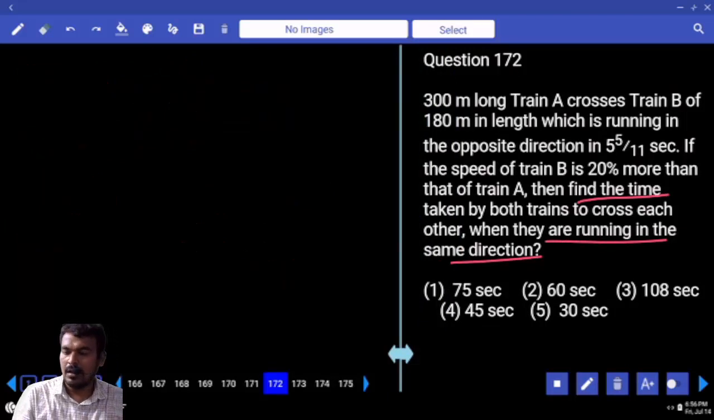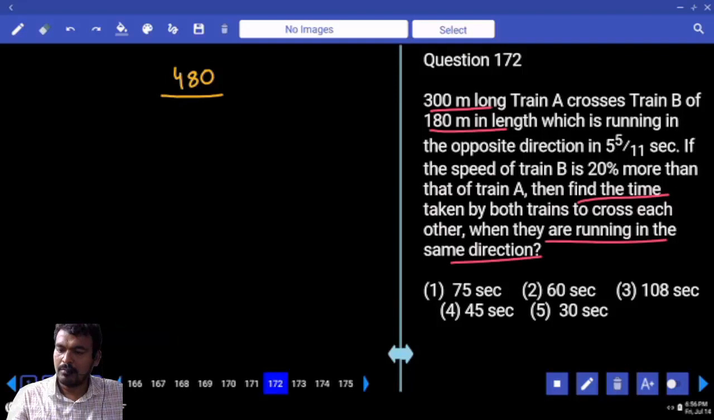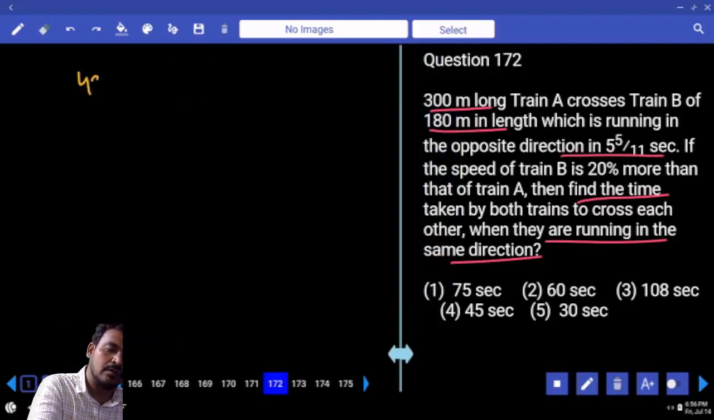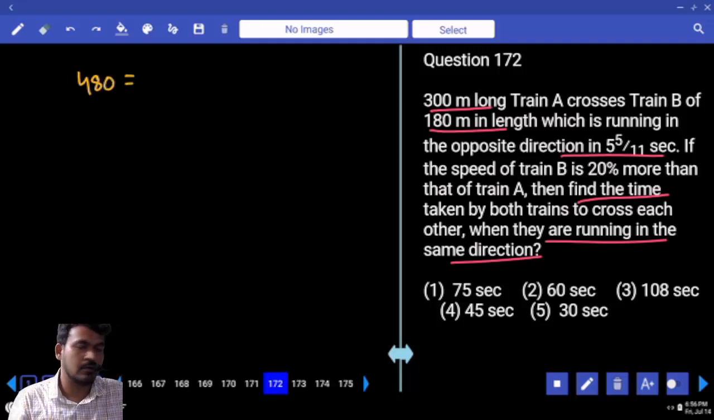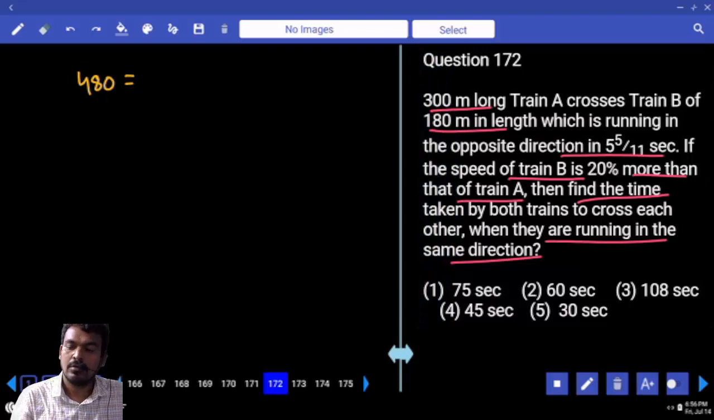First, what is the length of the first train? 300. What is the second train length? 180. When a train passes another train, what is the total distance? Sum of the two train lengths, that is 480. But both are moving in which direction? Opposite direction. Distance value is 480. That 480 distance is equal to speed into time. But both are moving in which direction? Opposite direction. Second train speed compared to first train speed, how much percent more? 20% more.